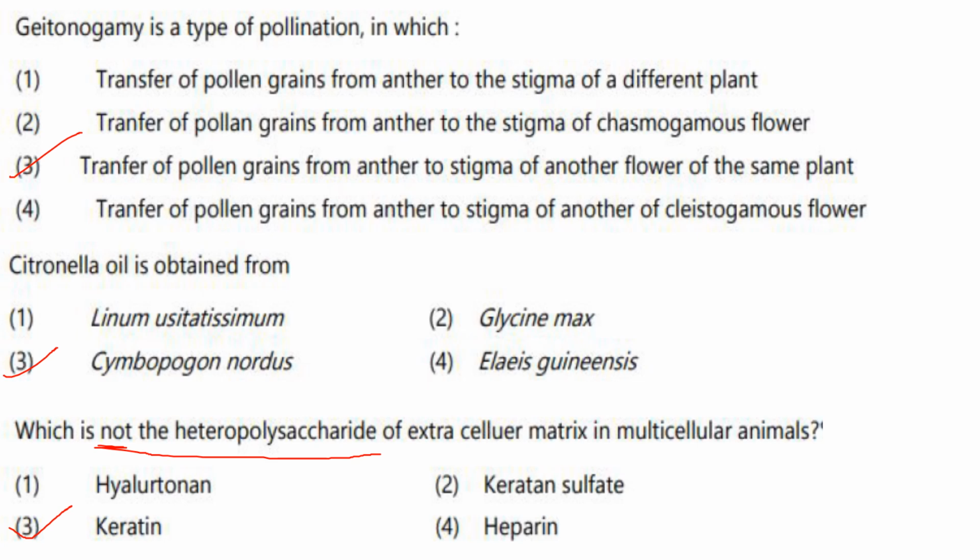Then, citronella oil is obtained from Cymbopogon nardus. Answer is option 3.